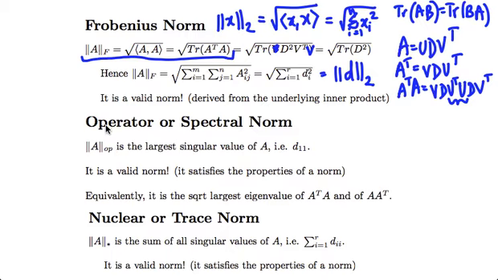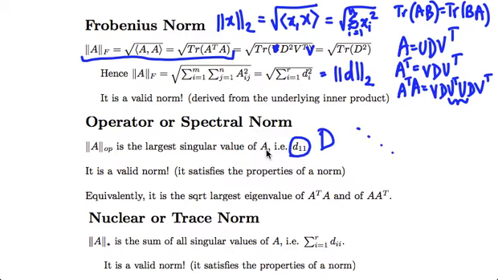Now let's move on to the next norm, which is called the operator or the spectral norm. You'll hear people using both terms, so it's good to know both of those terms. Now the operator norm is the largest singular value of A. Now again, if D was written in such a way that it had non-increasing diagonal entries, then we're just looking at the first of those diagonal entries, and that's the largest singular value of A.